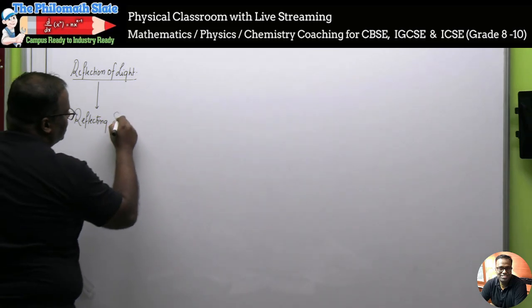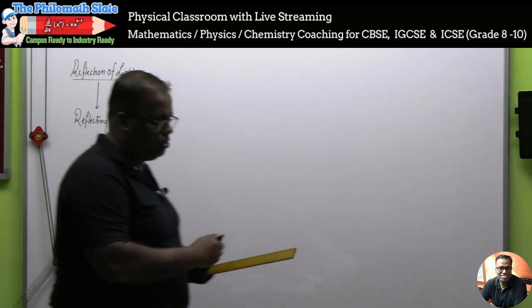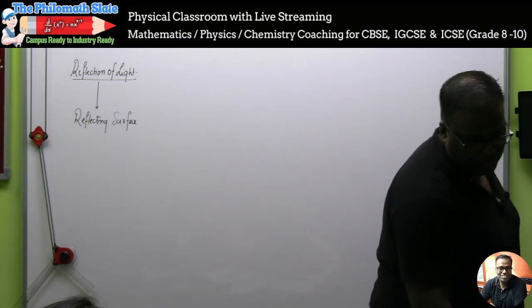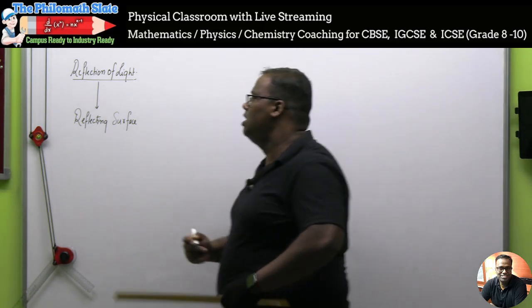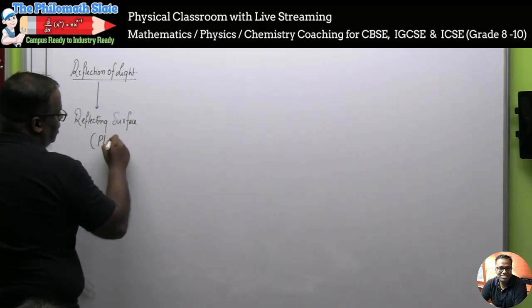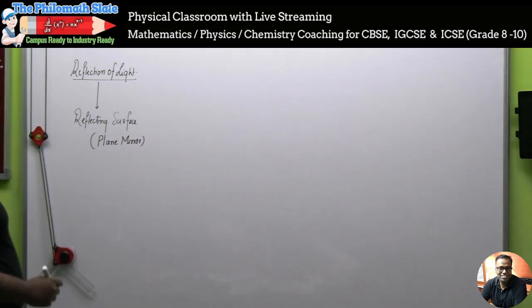You need a reflecting surface. In order to study reflection of light, you need to have a reflecting surface, because that's the surface which is going to reflect that light, and that reflecting surface for all our discussion now will be a plane mirror. Which is the best reflecting surface? Does anyone remember? Silver. So we'll be discussing about plane mirror and how plane mirror is manufactured.